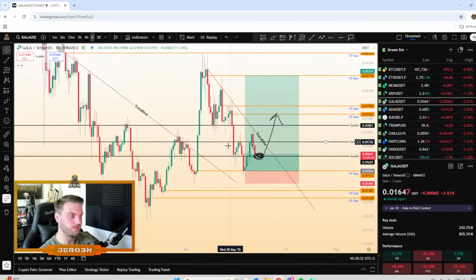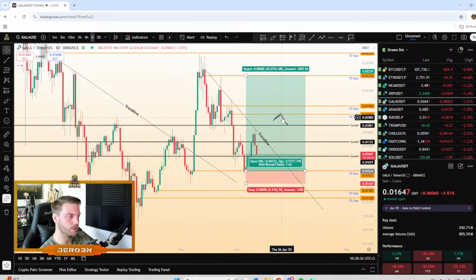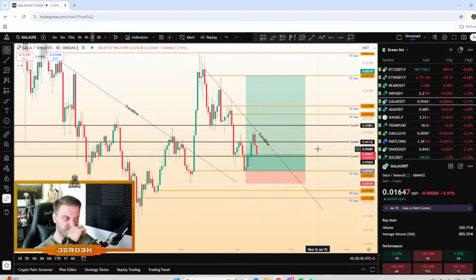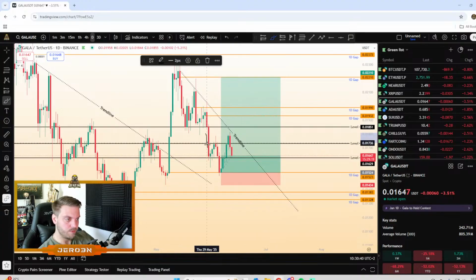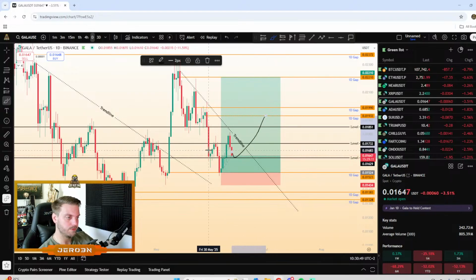So Gala had this push up as well. We wanted to see an inverse head and shoulders from Gala. So we pushed through. Now we want to retest either on this level for continuation up. This being like this will form an inverse head and shoulders for price to continue up and break out of this trend line.